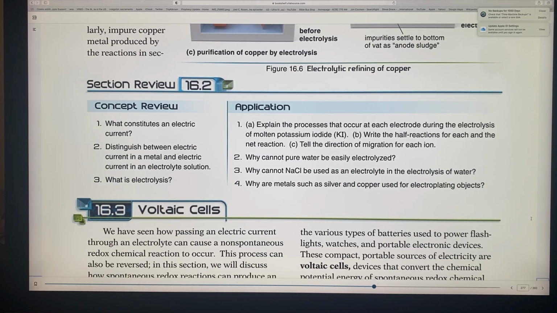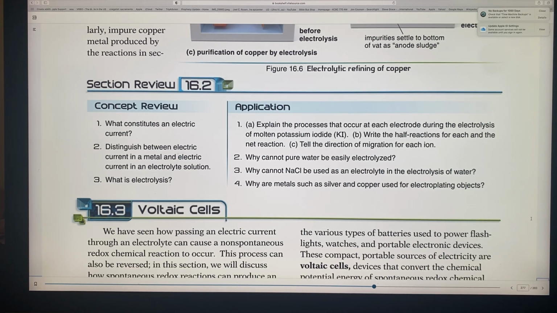So electrolysis is the passage of electric current through electrolytes to cause a non-spontaneous reaction. Non-spontaneous means that you made it happen, right? Okay, explain the process that occurs at each electrode during electrolysis of molten potassium iodide.